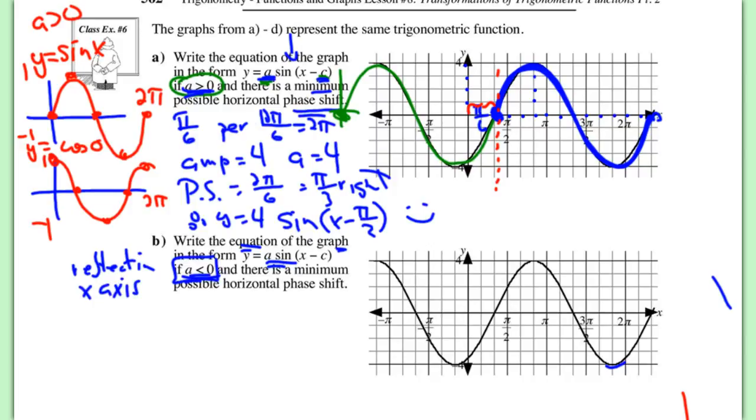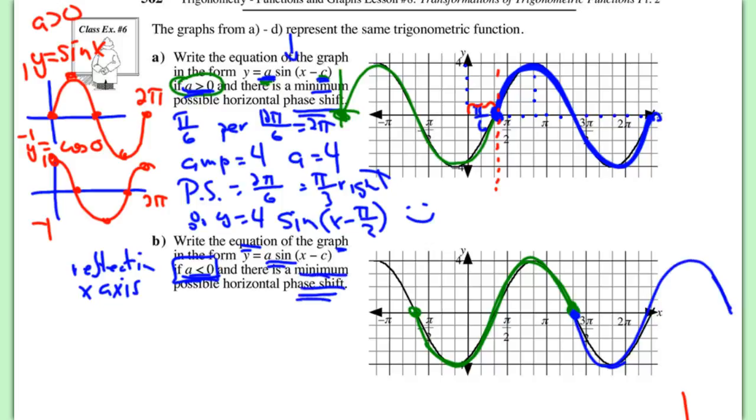What would that look like? Well, it would start at 0 and go down, right? So instead of starting and going up like it does, it starts at 0 and goes down and returns. So that would be one possibility. Or you might say, well, Mr. K, wouldn't it be okay if I went here and completed it? And that's true too. The key is we want the minimum possible phase shift.